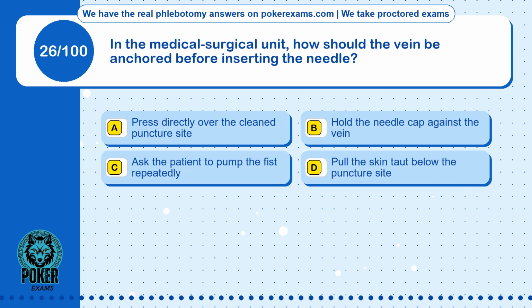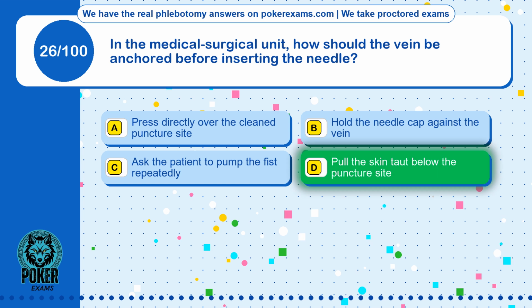Question 26. In the medical surgical unit, how should the vein be anchored before inserting the needle? Option A, press directly over the cleaned puncture site. Option B, hold the needle cap against the vein. Option C, ask the patient to pump the fist repeatedly. Option D, pull the skin taut below the puncture site.